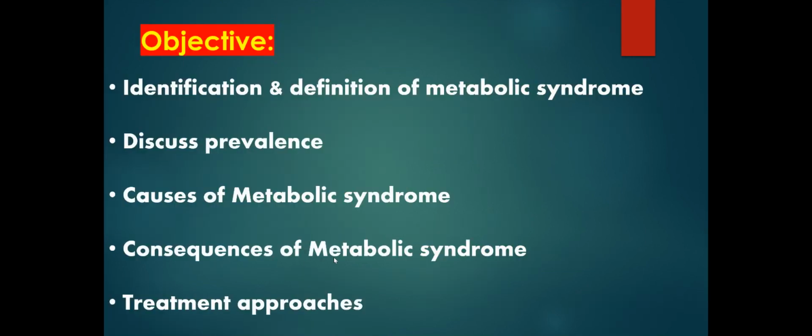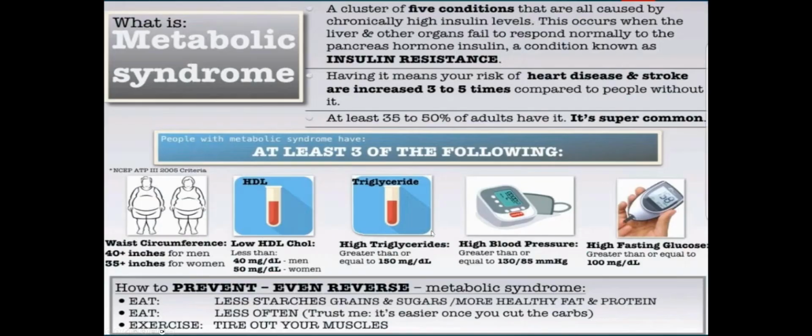Today's objective is to define metabolic syndrome and identify it, discuss the prevalence, and discuss and understand the causes of metabolic syndrome along with consequences and possible treatment approaches. We can define metabolic syndrome, which is nothing but a cluster of five criteria, which we will go through.